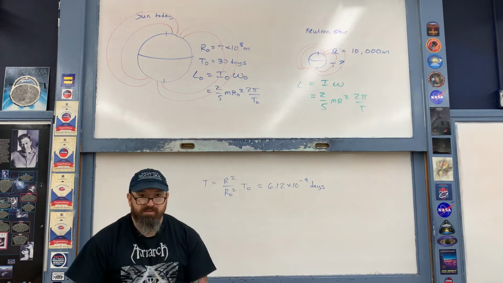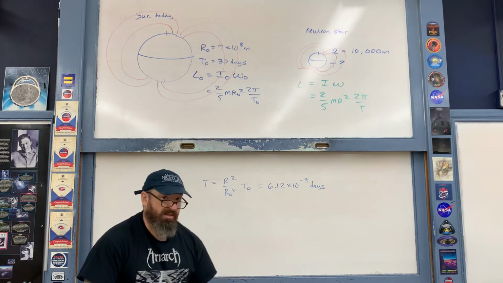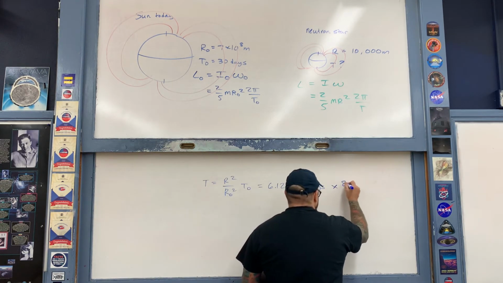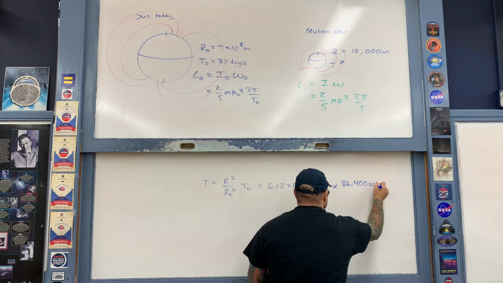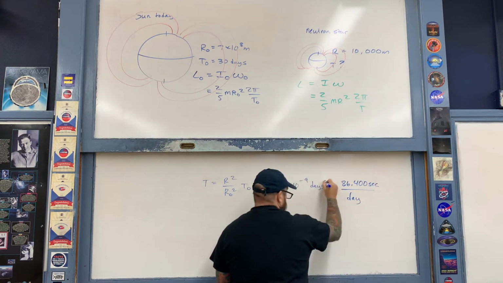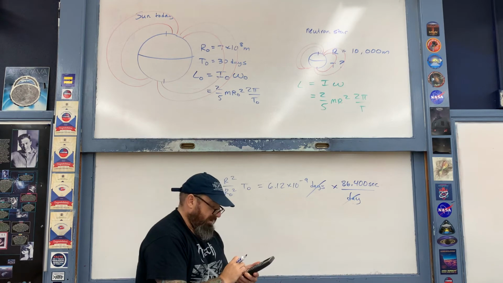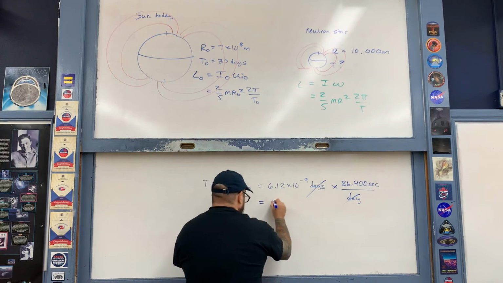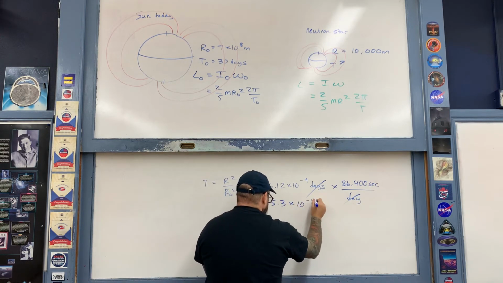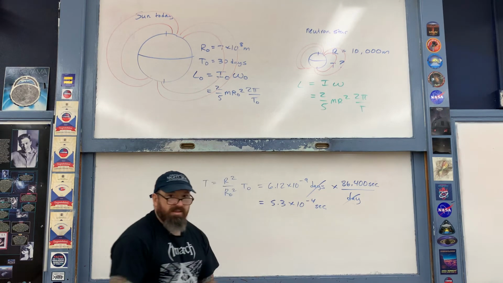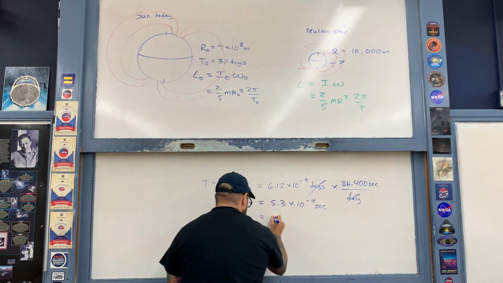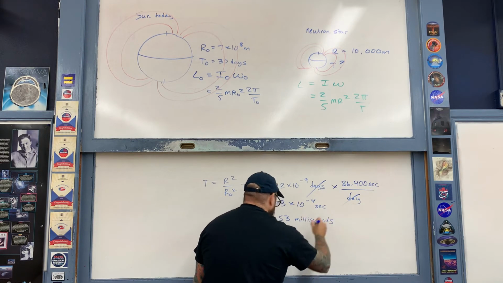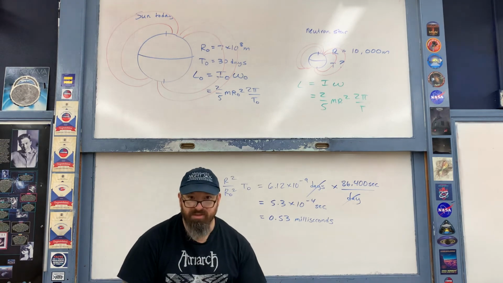days. So instead of converting this into minutes, let's go ahead and convert this into seconds. If you recall, there are 86,400 seconds in a day. So let's multiply by 86,400, like so. Days cancels out. So times 86,400, and you end up then with an extremely small period. It's about 5.3 times 10 to the minus 4 seconds. That's about a half a millisecond. About 0.53 milliseconds. And a millisecond is 1/1000th of a second.